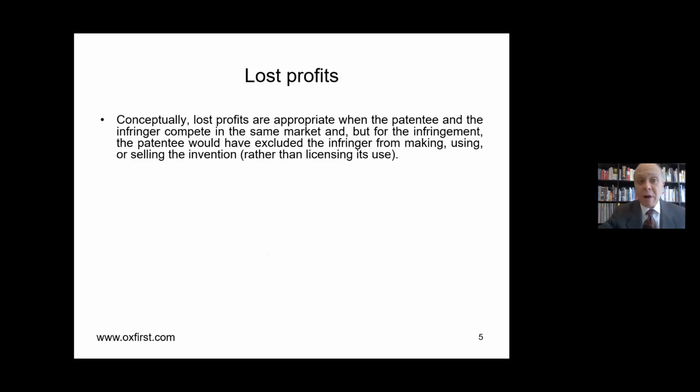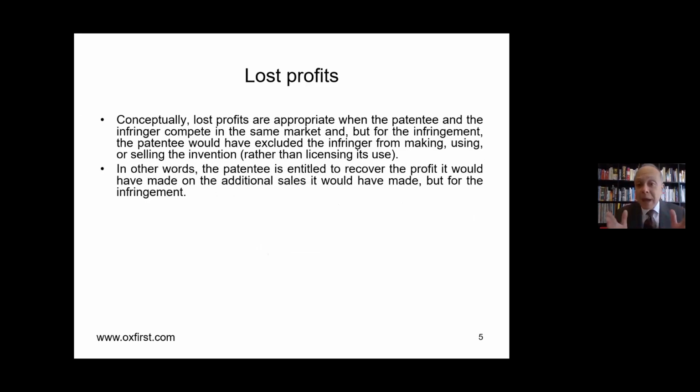So starting with lost profits, it's important to realize up front that conceptually lost profits are the appropriate remedy when the patentee and the infringer compete in the same market, and but for the infringement, the patentee would have excluded the infringer from making, using, or selling the invention rather than licensing its use. In other words, the patentee is entitled to recover the profit it would have made on additional sales that it would have made, absent the infringement.